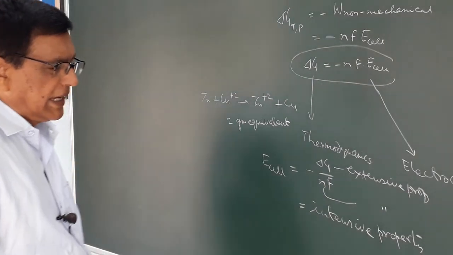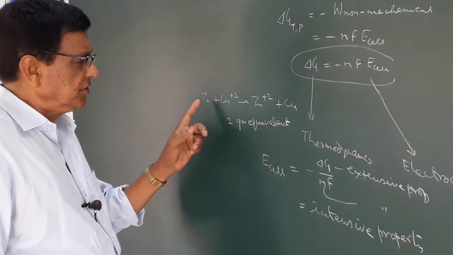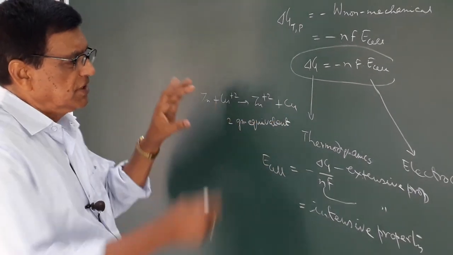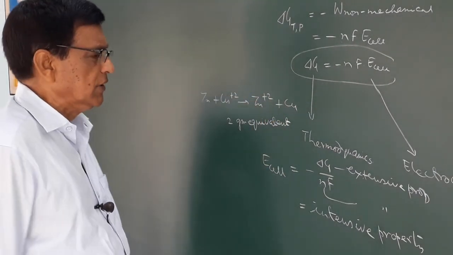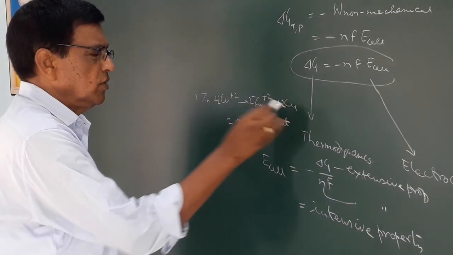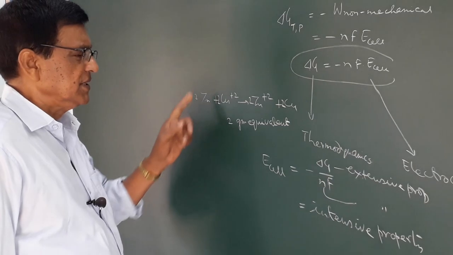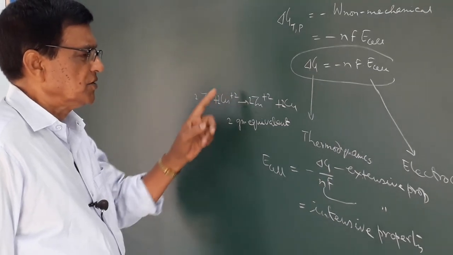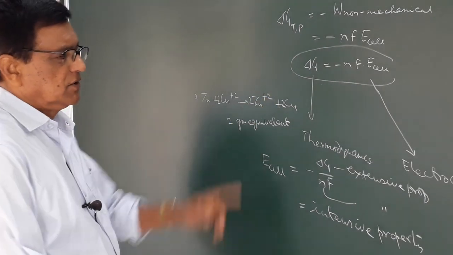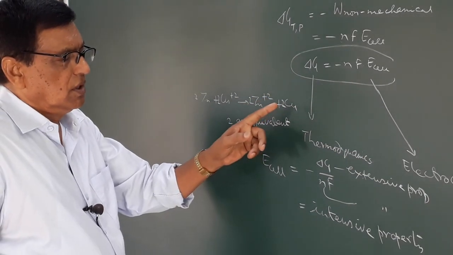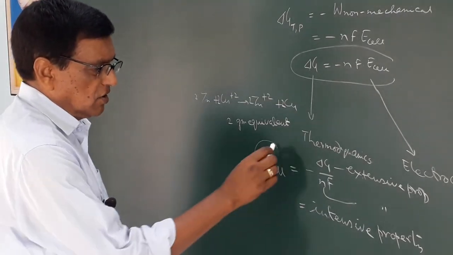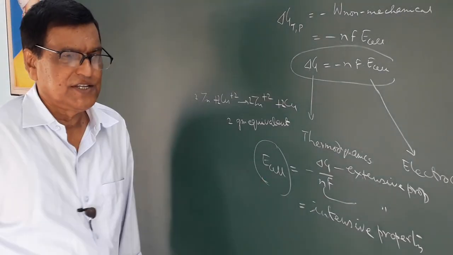Another thing is that if this is the cell reaction written stoichiometrically, and we change the stoichiometric equation, suppose it is 2, meaning 2 gram moles of zinc reacts with 2 gram moles of copper, giving 2 gram moles of zinc and 2 moles of copper, still the E cell will not change.